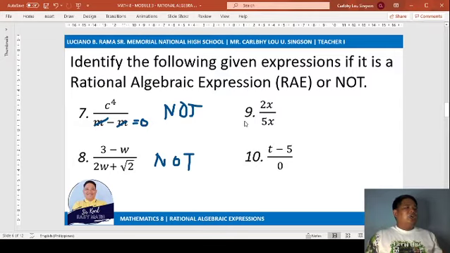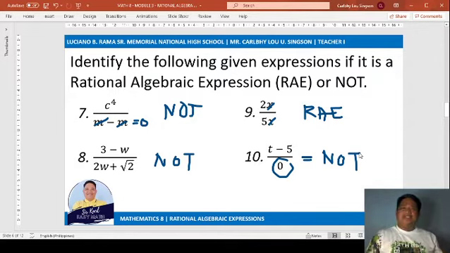And how about number 9? 2x over 5x, or we could just cancel x. What remains is 2 over 5, and that is still a fraction, so we can consider that one a rational algebraic expression. And how about number 10? t minus 5 over 0. Take note, the denominator is 0, so it is not a rational algebraic expression. Get it? Very easy, right?